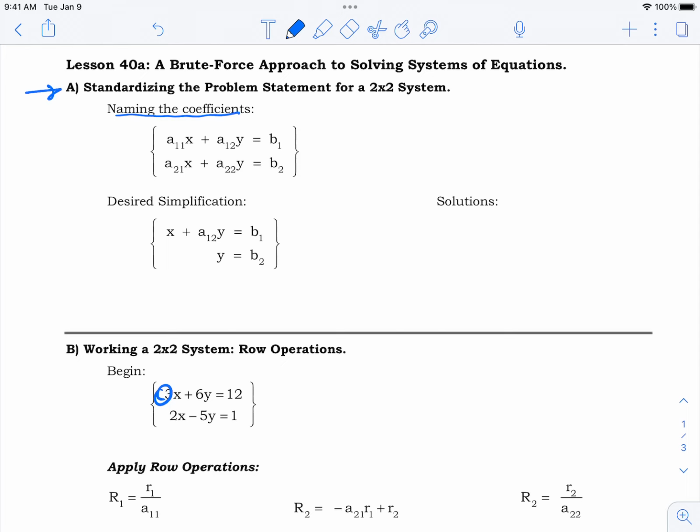So the coefficient of x, right there, is called a sub 1,1. Notice the coefficient of y right here is called a sub 1,2. Here's another coefficient of x, but this one's called a sub 2,1. Here's another coefficient of y called a sub 2,2. What are these numbers doing here? Well, a sub 1,1 means the coefficient in the first row, first column.